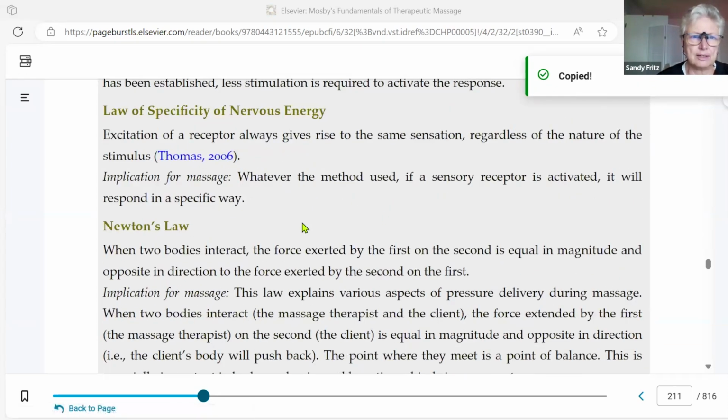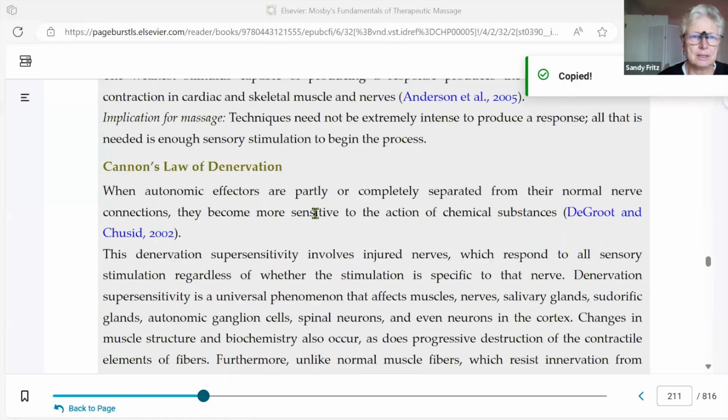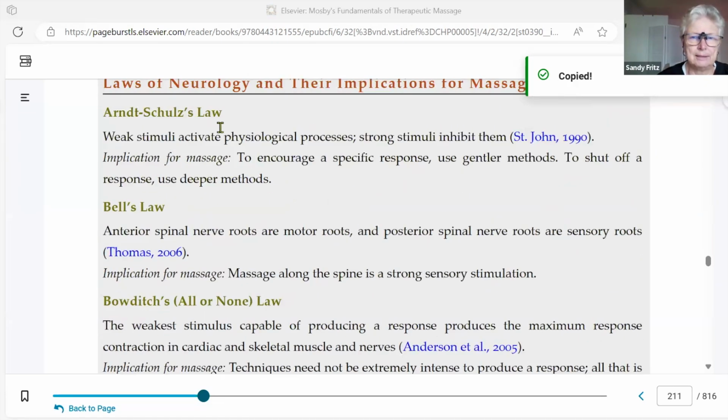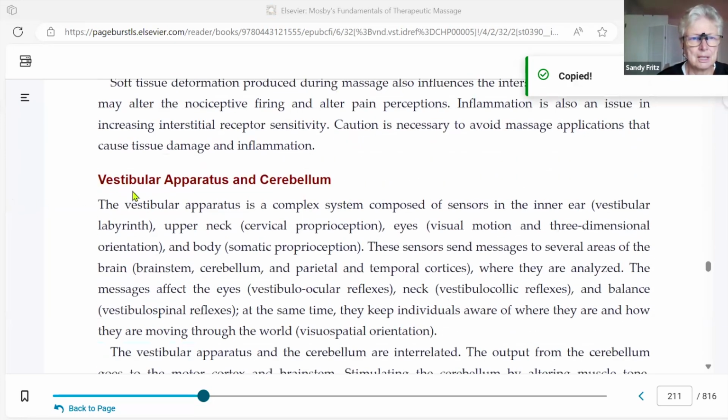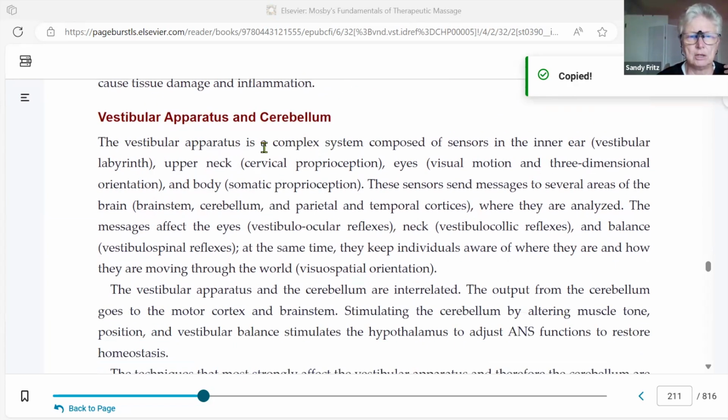These laws are kind of fun, and they have an implication for massage. In addition to that, we also have the vestibular, the inner ear cerebellum complex, and the reflexes that are involved with that. So slow down and pay attention here.